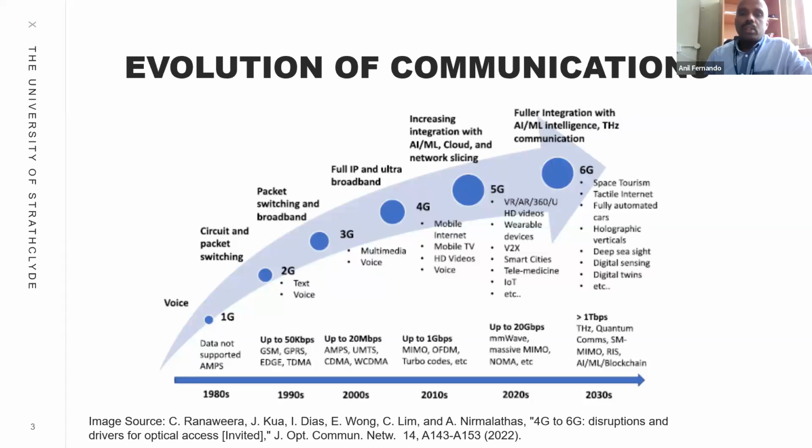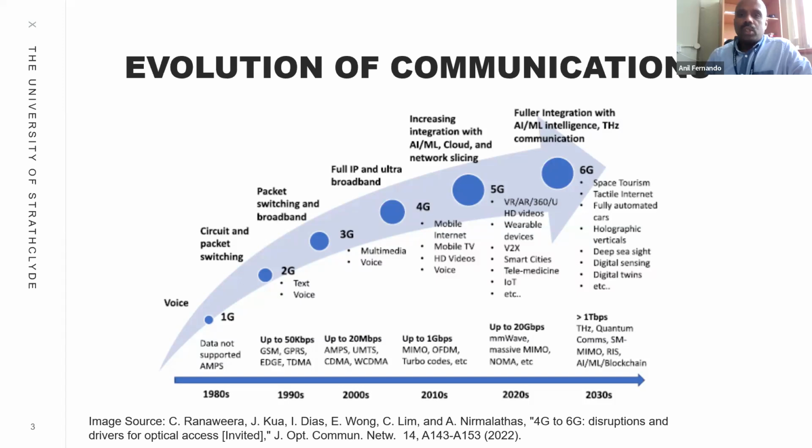So the targeted applications are space tourism, tactile internet, fully automated cars, holographic verticals, deep sea sensing, digital twins, etc., and a lot of media applications on top of these as well, for different domains. The targeted technologies are quantum communication, SM-MIMO, and AI, machine learning and blockchain technologies.